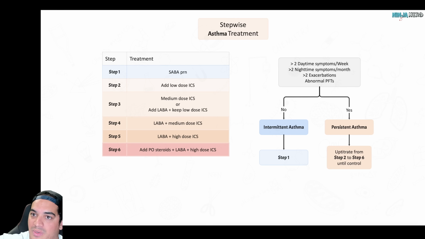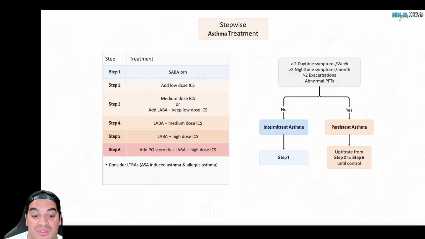Determine how many times a week, daytime, nighttime symptoms, how many exacerbations. If it's more than two, you already are in the persistent camp. If that's the case, you'll have the SABA, but you're already going to start your step 2 all the way down to step 6 based upon their symptoms. If they don't have any of those, then you're more in the intermittent camp, and you can just do the albuterol PRN. All right?